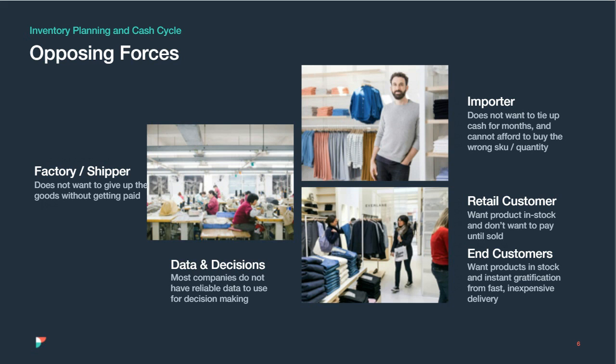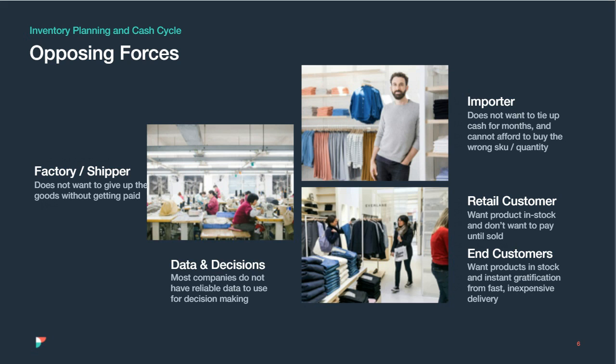The importer has a different set of interests. You want to make sure that you're not tying up all of your hard-earned cash in your supply chain, and you can't afford to buy the wrong SKUs or the wrong quantities. Your end customers also have different desires, whether that's a retail customer or an individual. They want products that are in stock. In particular, retail customers often don't want to pay for that product until they've been able to sell it. And of course, we know that end customers want fast and inexpensive delivery.